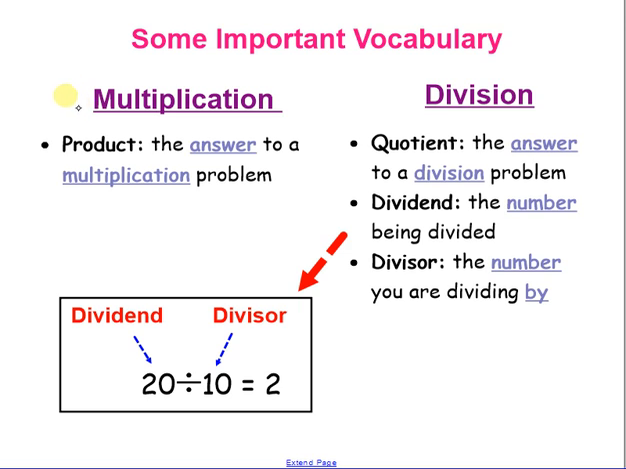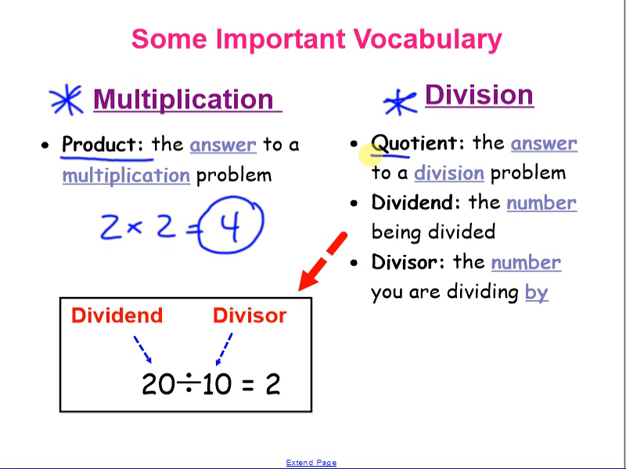So when we're talking about multiplication, you're going to hear the word product. And product is the answer to a multiplication problem, okay? So 2 times 2 is 4. The number 4 is the product. It's the answer to this multiplication problem. When we move over here to division, you're going to hear the word quotient. Quotient is the answer to a division problem. So product, answer to a multiplication problem, and quotient is the answer to a division problem.